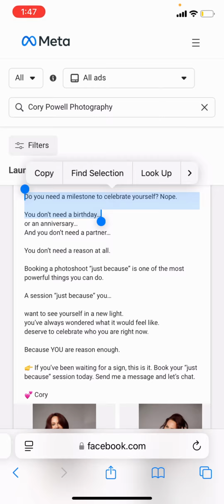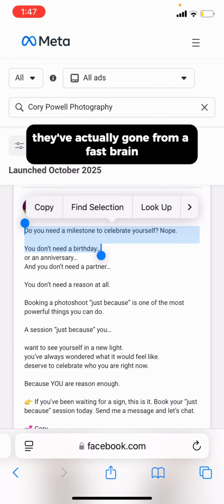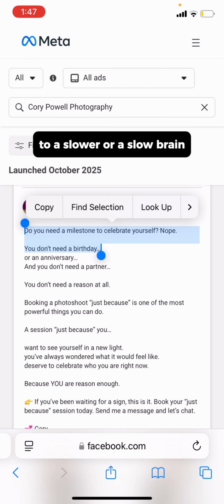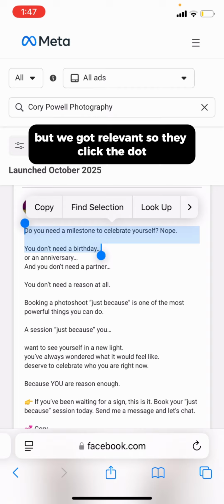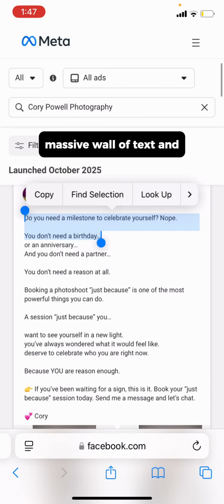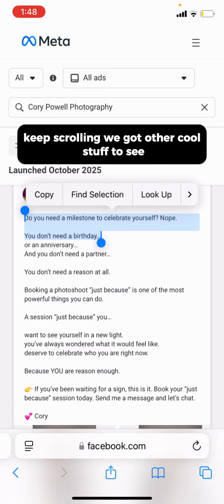Because we've gotten them to slow down and come back up here to read stuff, they've actually gone from a fast brain to a slow brain. It's kind of like hitting the brakes on the car at like 75% strength. Pretty jarring. But we've got relevance, so they click See More, and they open this big, massive wall of text, and the TikTok brain's like, dude, keep scrolling. We've got other cool stuff to see. Keep scrolling.